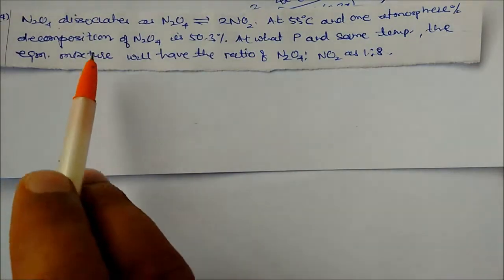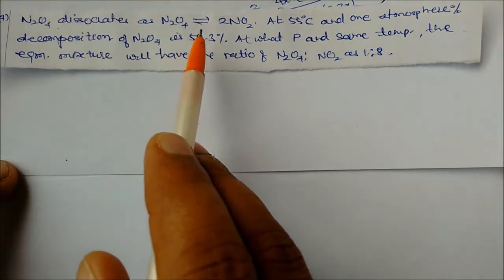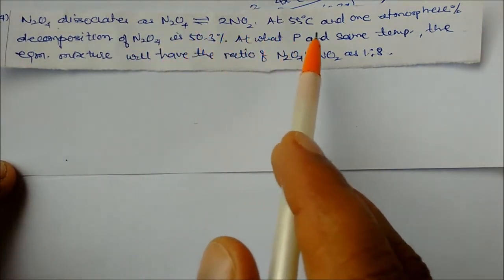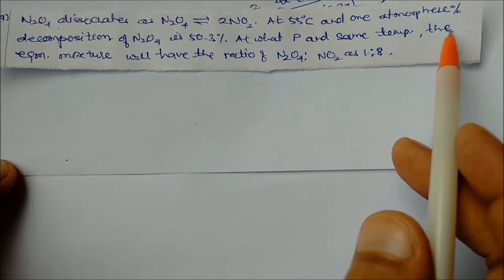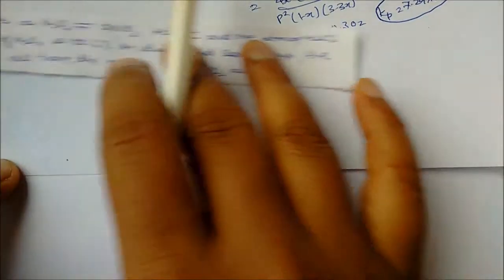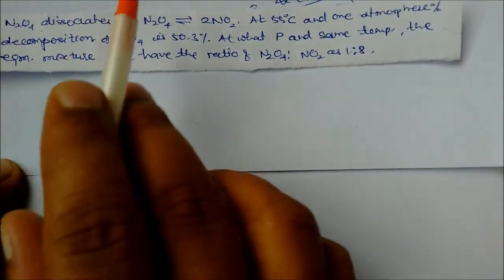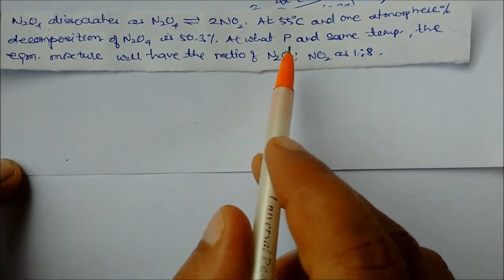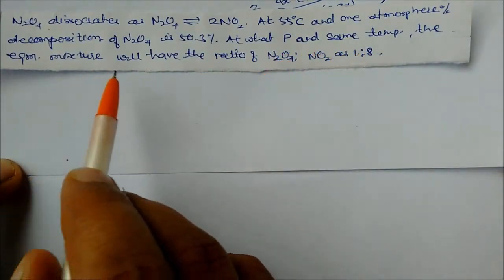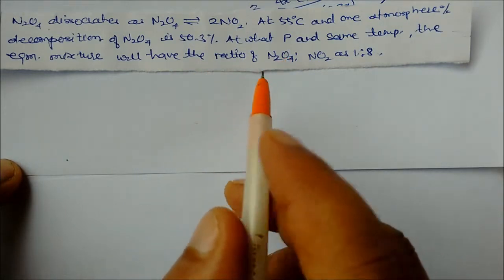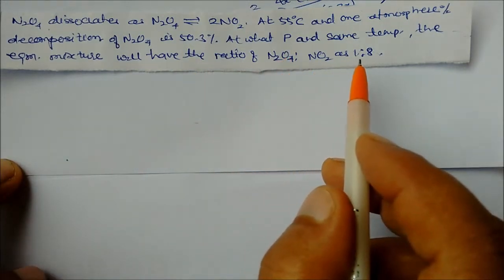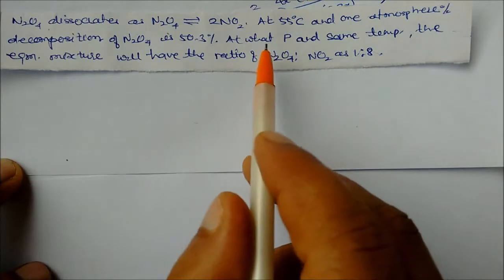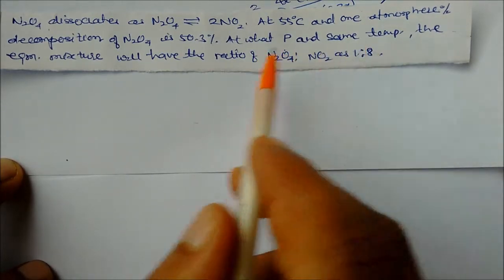Here N2O4 dissociates as N2O4 ⇌ 2NO2 at 55 degrees centigrade and 1 atmospheric pressure. The percentage decomposition of N2O4 is 50.3%. At what pressure and the same temperature will the equilibrium mixture have the ratio of N2O4 to NO2 as 1:8? So we have to find the pressure at the same temperature.